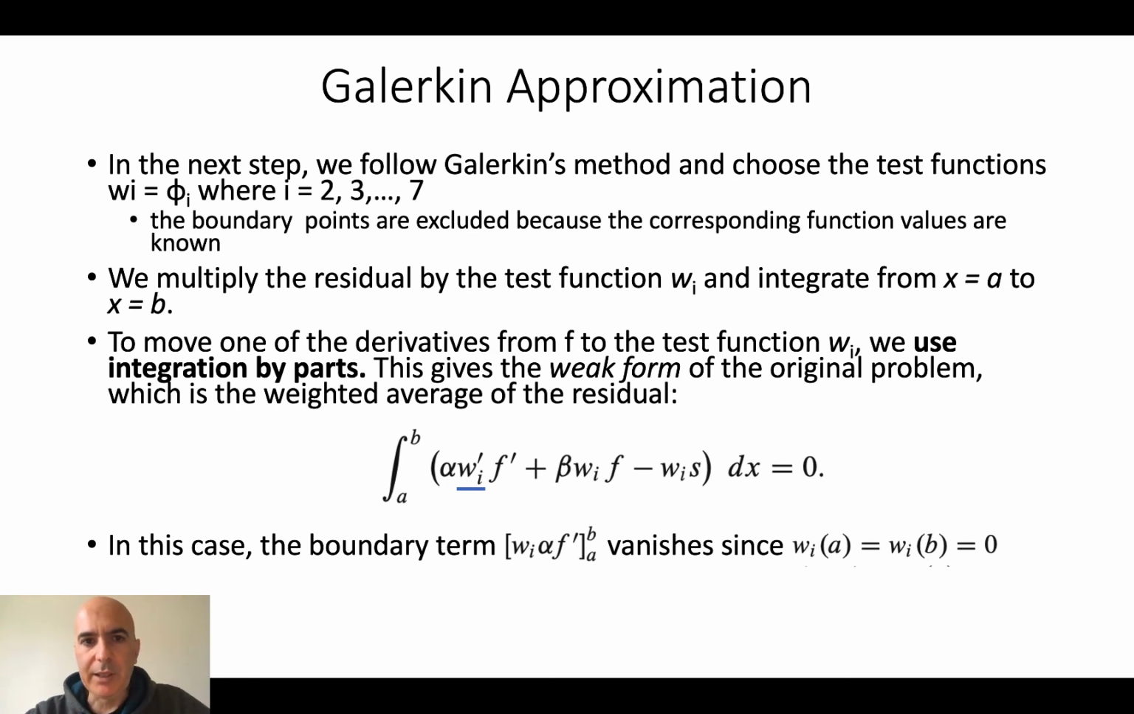Also note that when we calculate the original integral of the residual multiplied by the test function, one of the terms coming from the integration by parts, that is the calculation of this term here, wi alpha f prime, vanishes at b and a, since our test functions are going to be 0 both at a and at b.